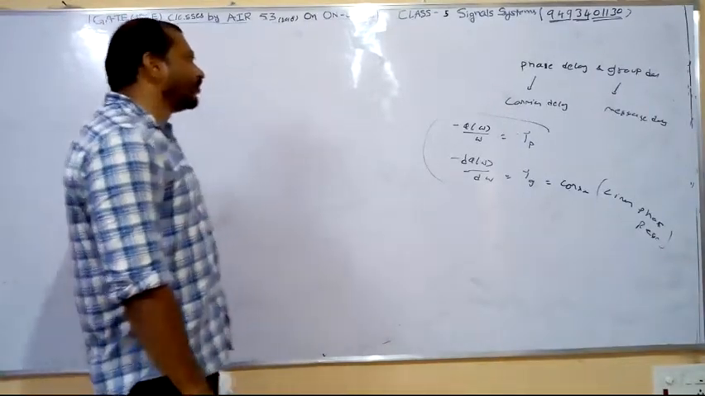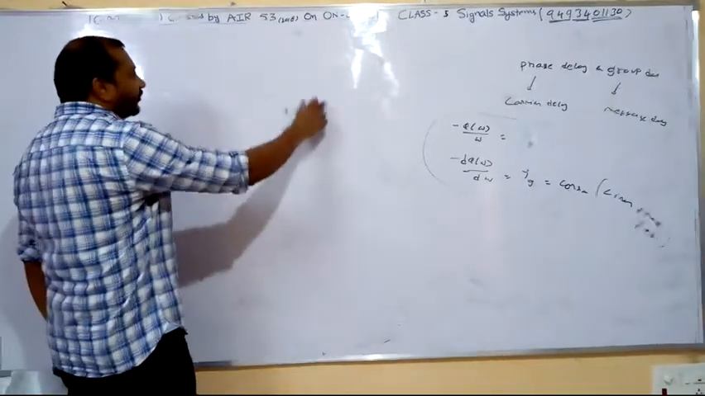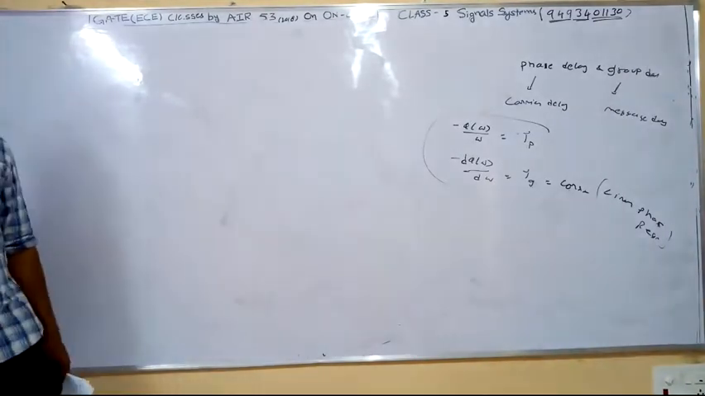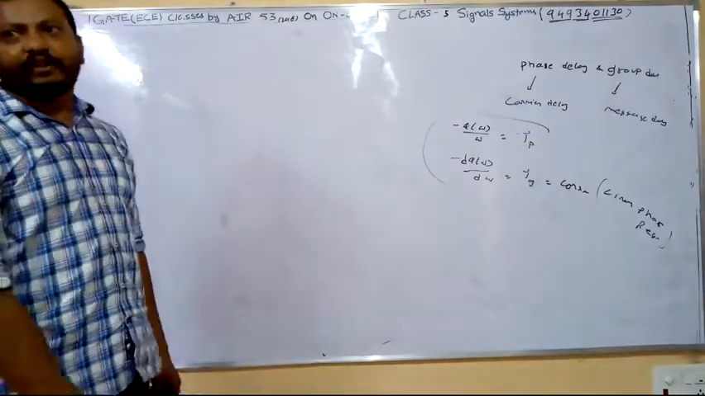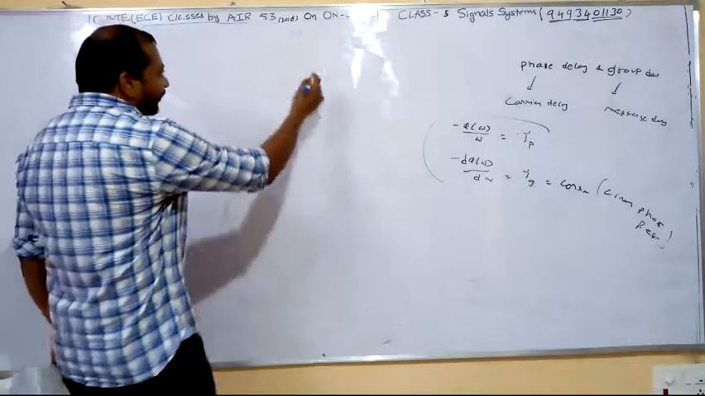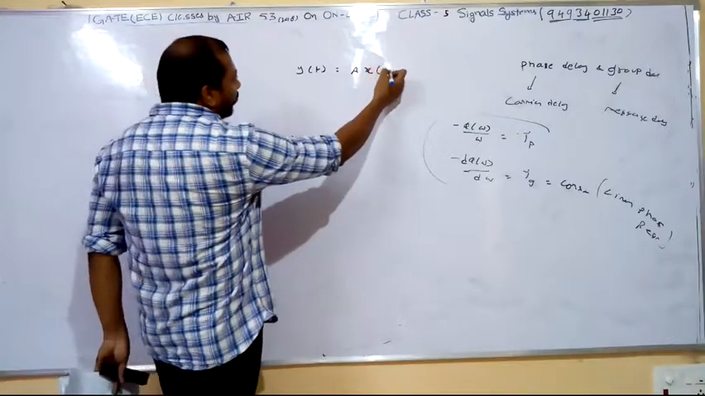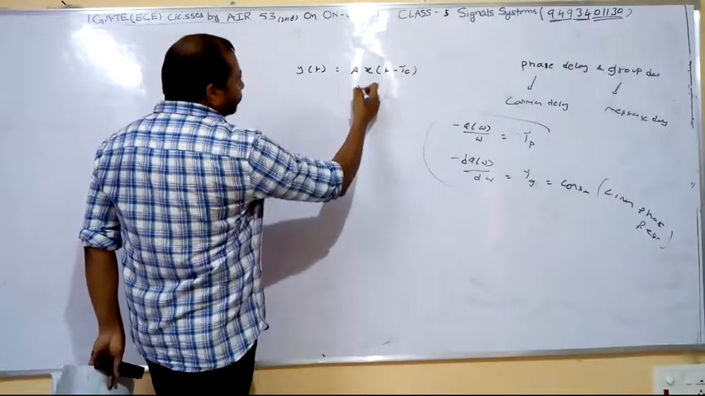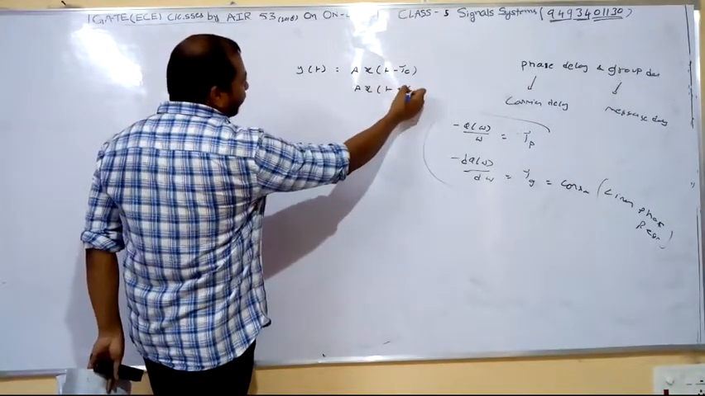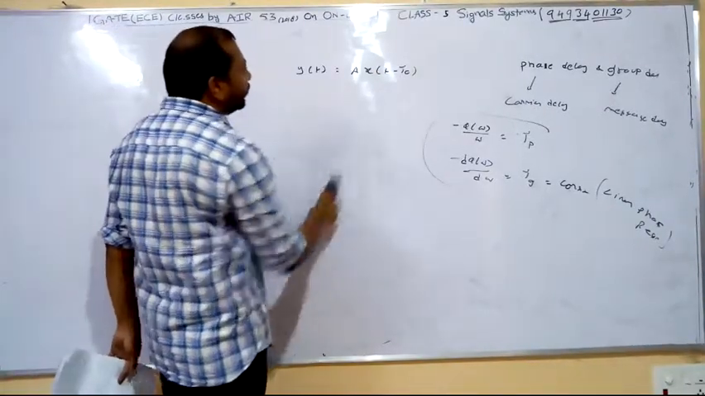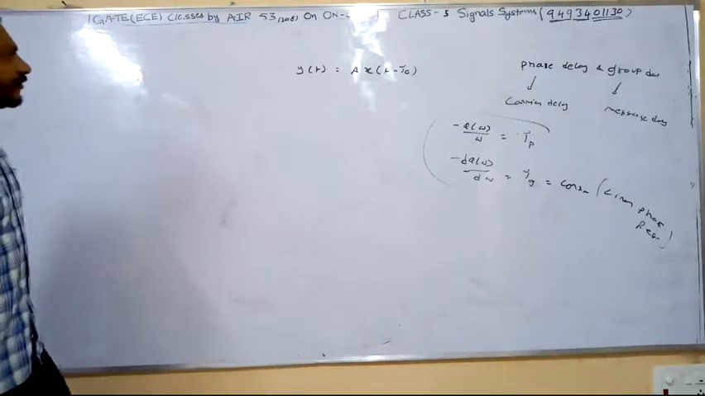Now consider the distortionless transmission line. What is the phase delay and group delay of the distortionless transmission line? For a distortionless transmission line, with x of t as input, y of t is equal to A into x of t minus t naught, or t plus t naught. Delay is acceptable; advance is not acceptable. Already we have seen this: A into x of t minus t naught.